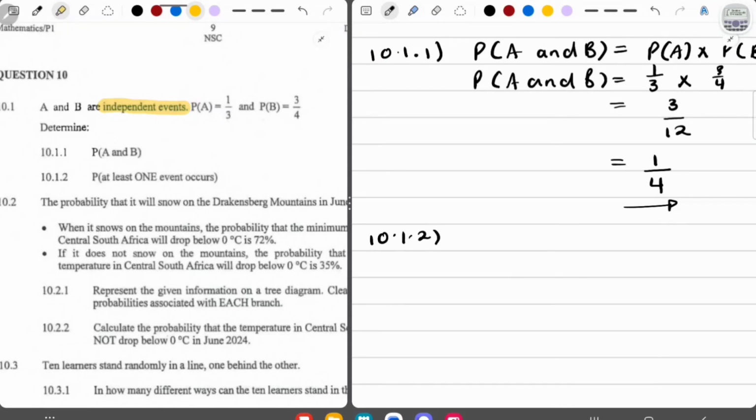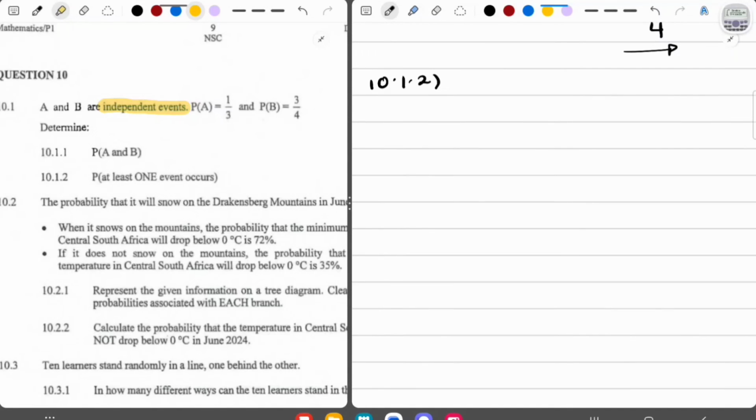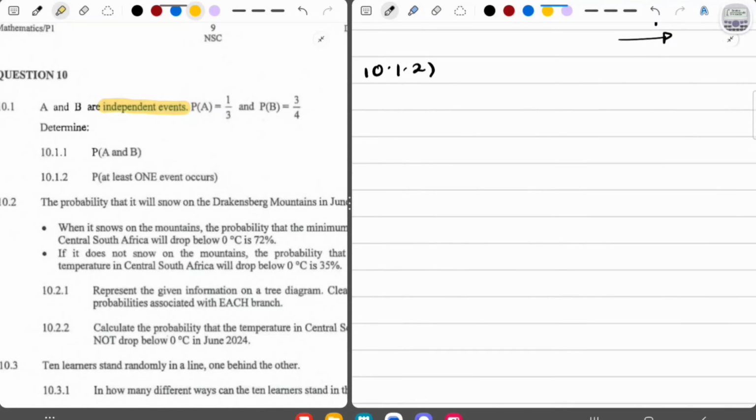Okay, so the next question says we need to find the probability of at least one event occurring. At least one event. This is another thing that you can check out my video on Venn diagrams. I'm going to link it. I will show you the actual video and probably link it in the description as well. And that really explains those things they speak about when they say probability of at least one and things like that. Okay, so I'm just going to explain this briefly.